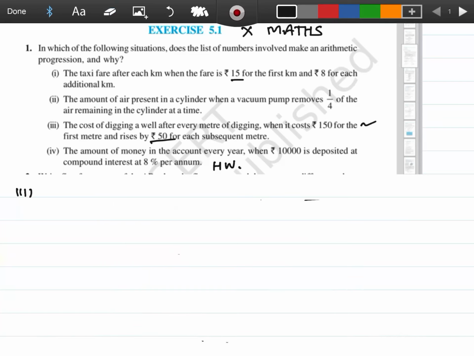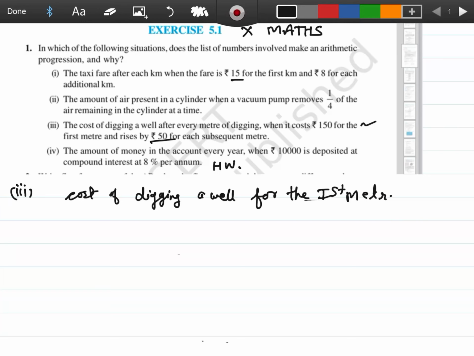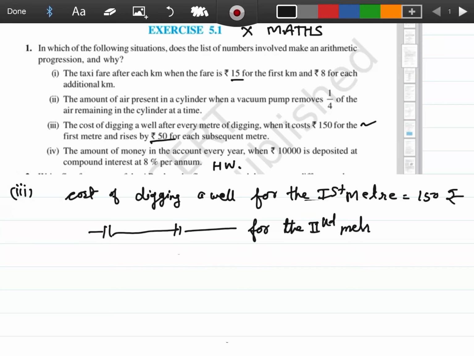See the third problem. The cost of digging a well for the first meter. फर्स्ट मीटर कितना हो जाएगा? It is rupees 150. Cost of digging for the second meter, it will be 150 plus 50.